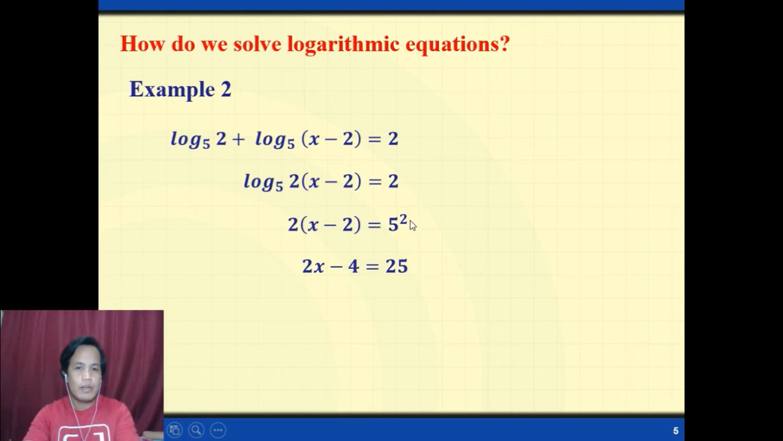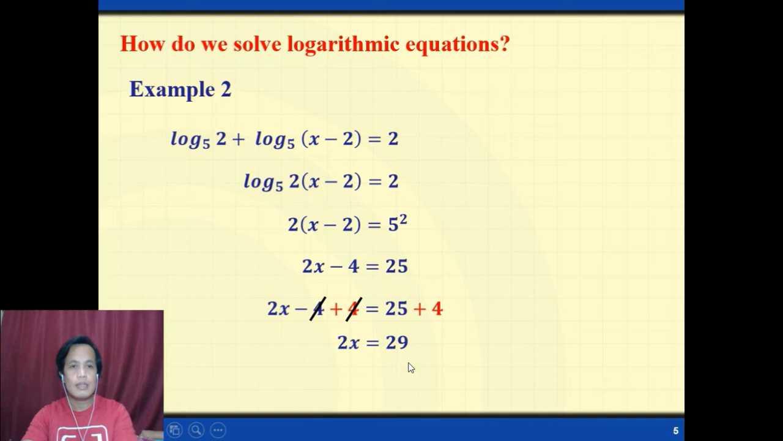This equals 5 squared, which is 25. This time we have the negative 4 here, so we use the addition property of equality. We need to add 4 here, and we will also add 4 on the other side. So 2x minus 4 plus 4, the negative 4 plus 4 cancels out. Since we add 4 at the left side of the equation, we also add 4 at the right side. What remains is 2x equals 25 plus 4, which is 29.